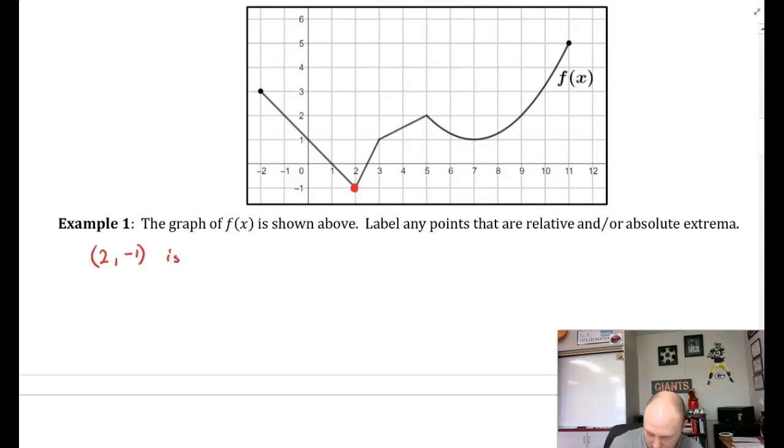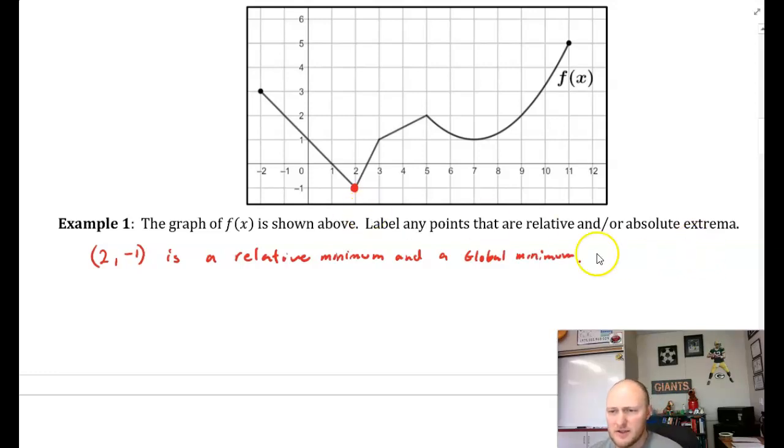And this is a relative minimum because it is lower than all of the other points around it. As well, on this graph you can see it is the absolute lowest point. So this is a global or an absolute minimum as well. So there is a relative min as well as being the global minimum.